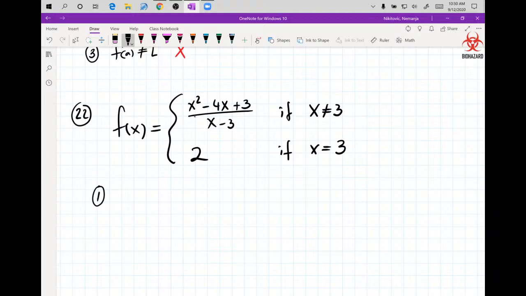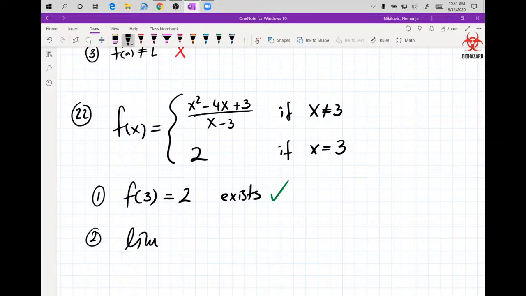So we start with f of 3. F of 3 is 2, it exists, right? Because when x is equal to 3, y is equal to 2. That's the way you read your piecewise function. So the first line is fine. Now we go with the second line.